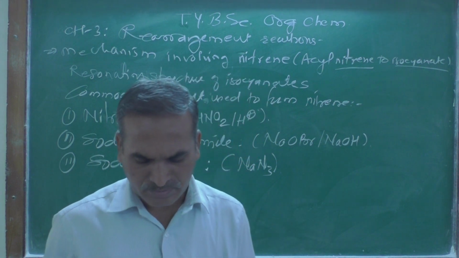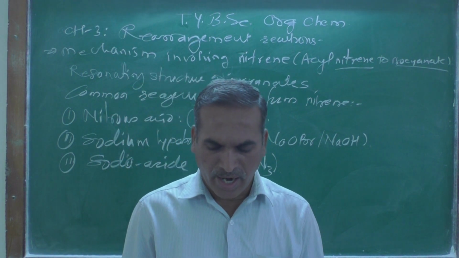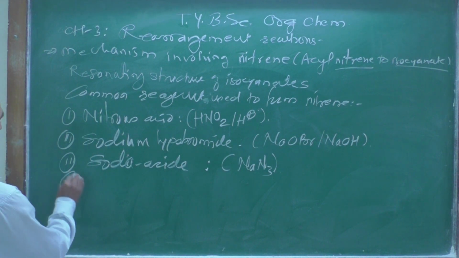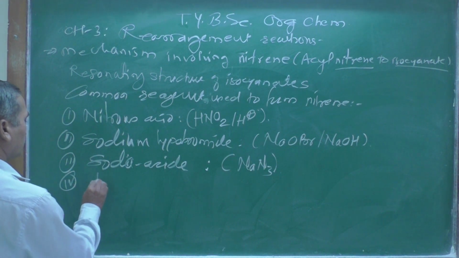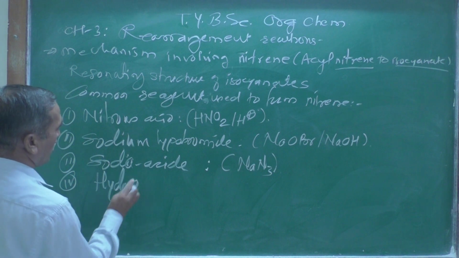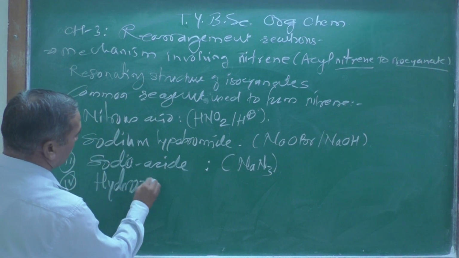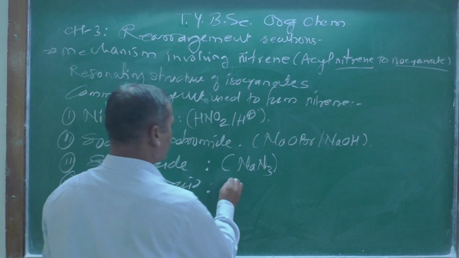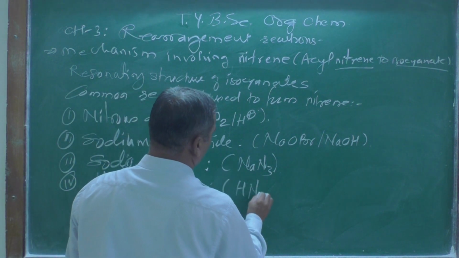And the fourth one is hydrazoic acid. This is a very important one. The fourth one is hydrazoic acid, and this hydrazoic acid has the formula HN3.